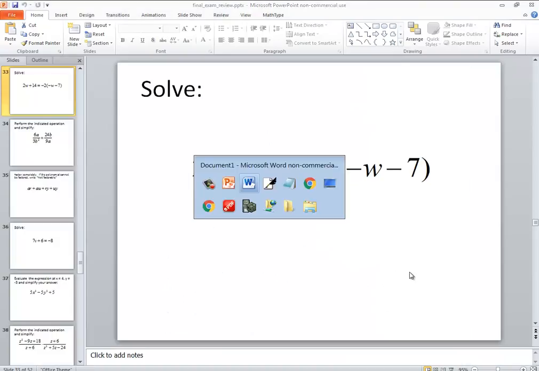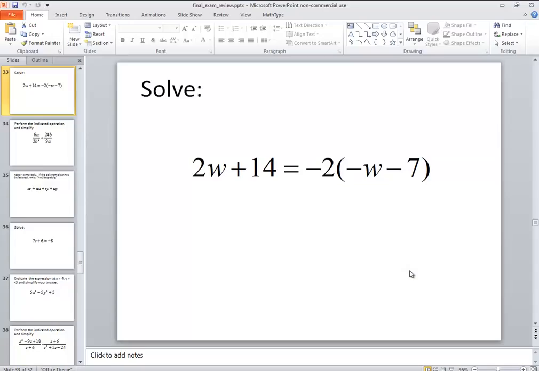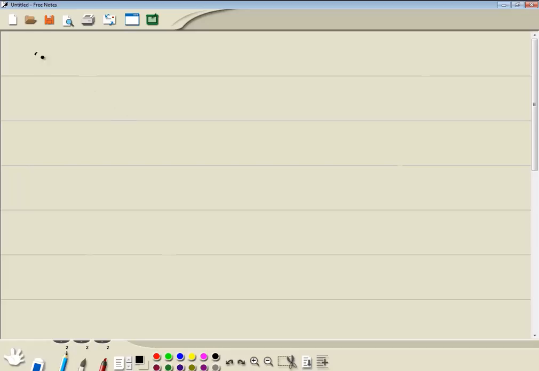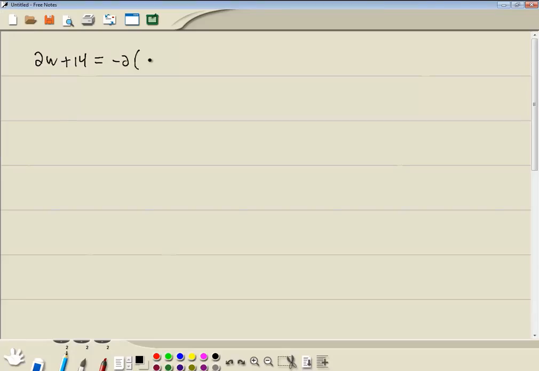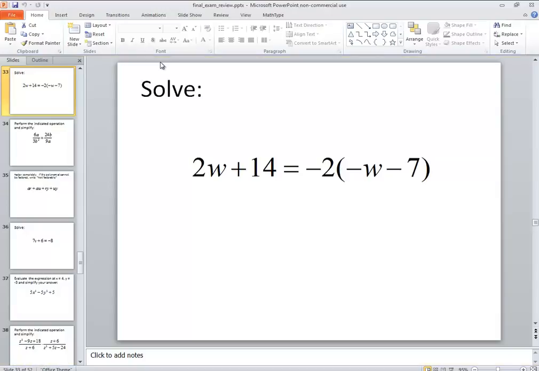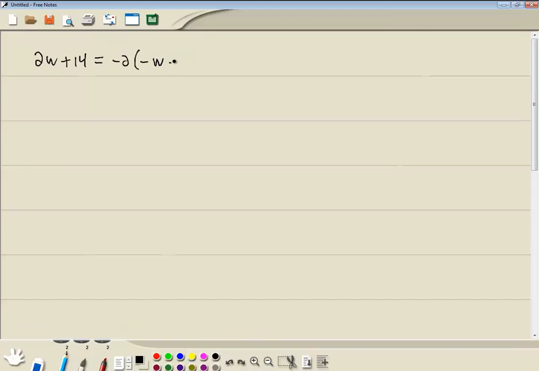Okay, so let's take a look at this problem. We've got 2w plus 14 is equal to negative 2 times negative w minus 7.